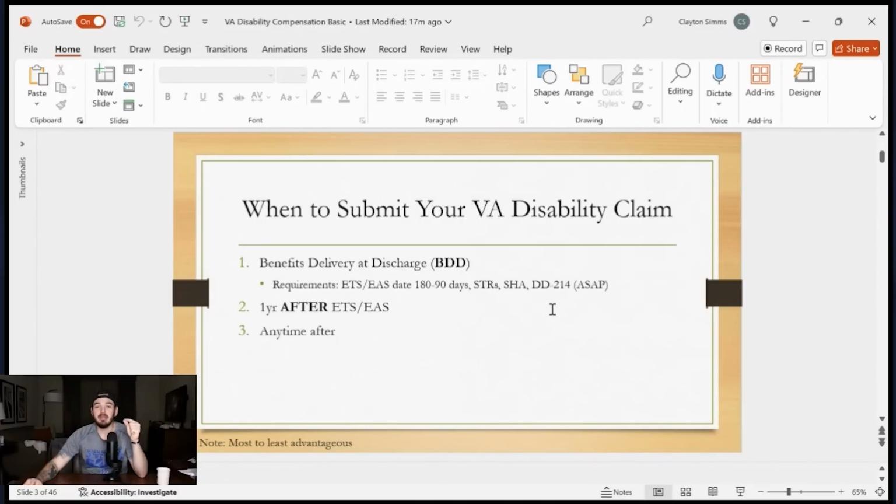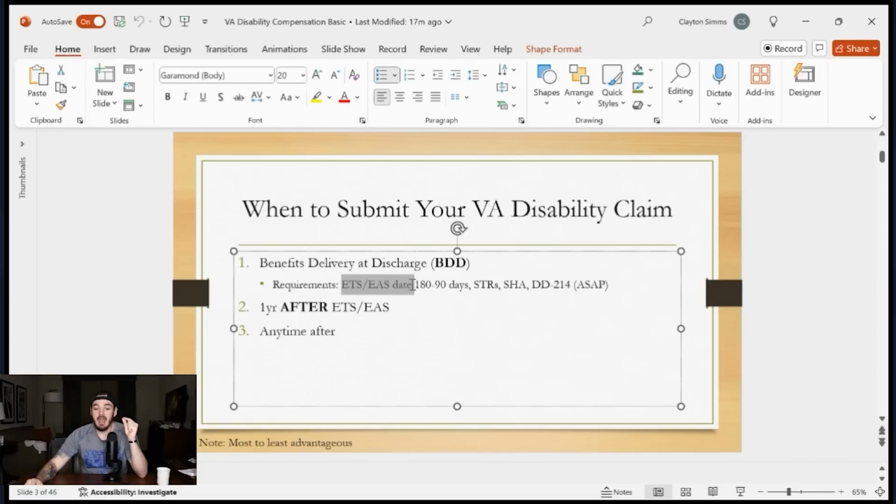For those submitting a BDD claim, you need to have an ETS or EAS, so the day you get out of the military. This does not include terminal leave, so it's your actual last day of the military, between 180 to 90 days. You need to have your service treatment records. That includes any behavioral health records, dental records, and then obviously your medical records, okay? SHA is your separation health assessment, also called final physical or final exam, exit exam. Any of those would suffice. The VA has their own separation health assessment that you can download, okay? And then, of course, you need your DD-214.